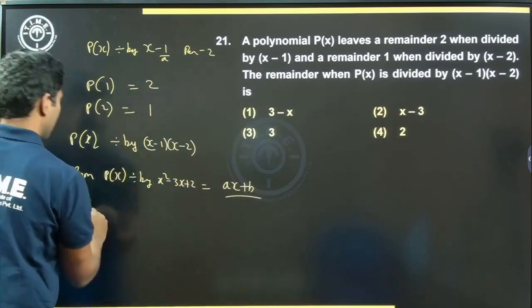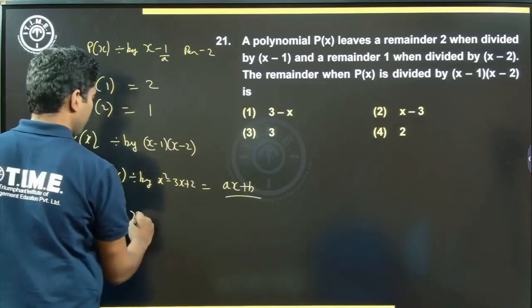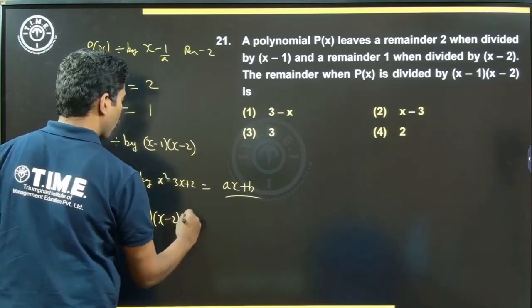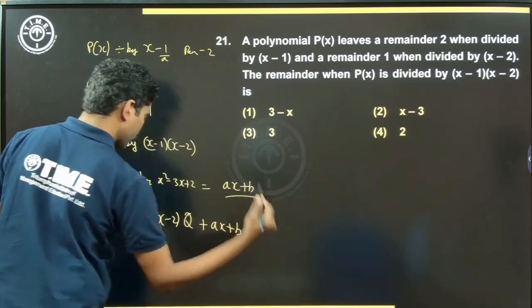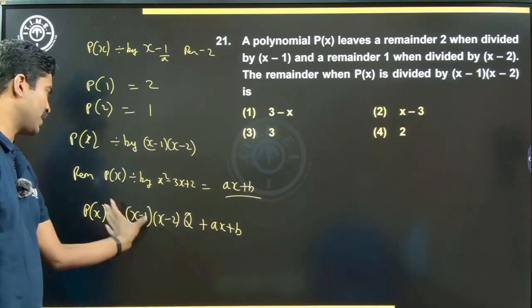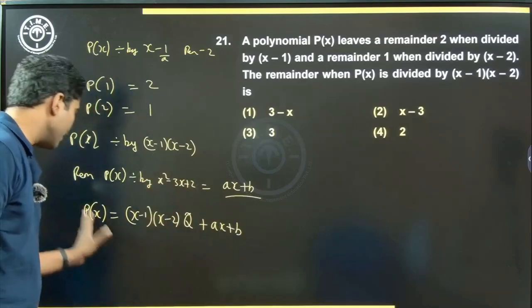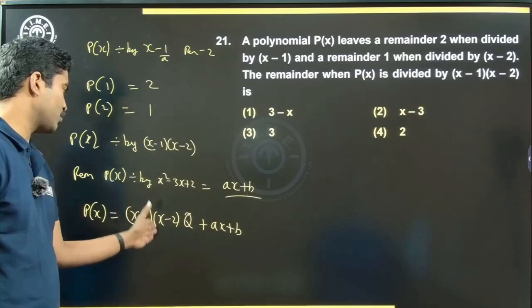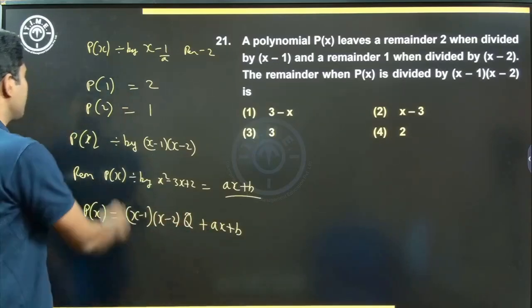Which means P of x is of the form x minus 1 into x minus 2 into some quotient plus ax plus b, right? When P of x is divided by x minus 1 into x minus 2, this part is divisible, it leaves a remainder of 0, which means I can express my polynomial as P of x is x minus 1 into x minus 2 into some quotient plus some remainder, right? Now let's use what we already know.